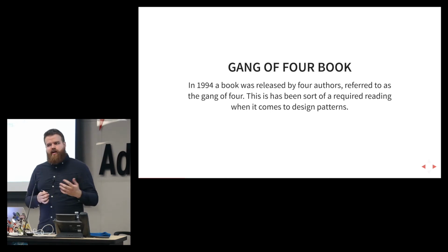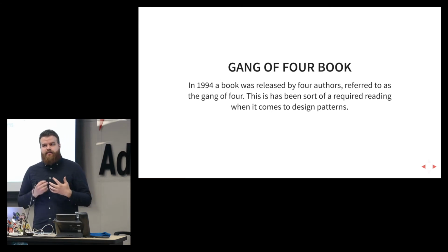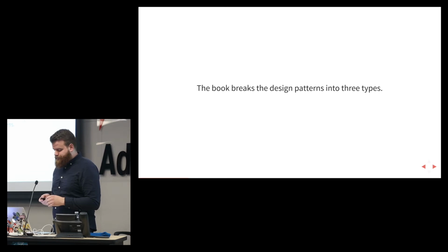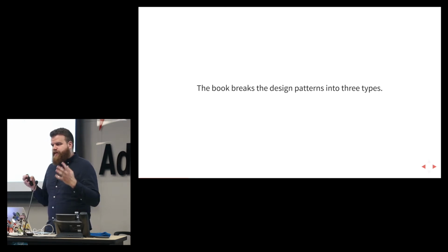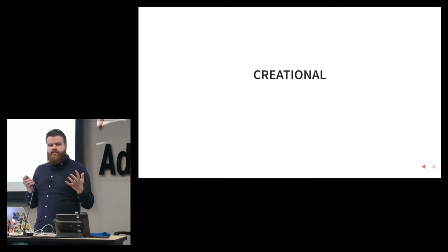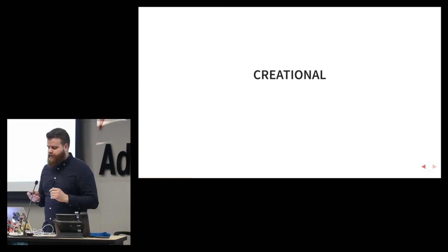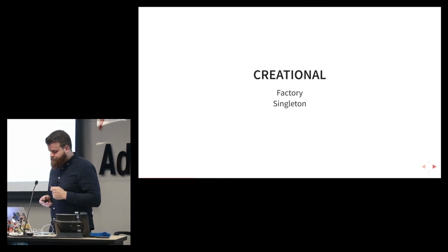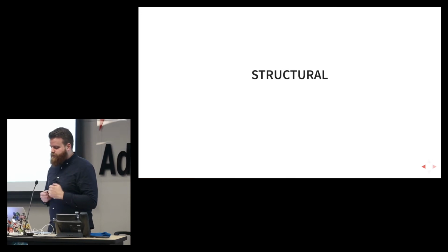Basically, a book written by 4 authors who wanted to outline all of these patterns into a printed copy, a printed version of something for us to look at. And they break these patterns up into 3 types. So there's a creational type of pattern. There's lots of them. But these are stuff like factory patterns, so like factory functions, stuff like that. Singleton pattern, for example. Structural patterns, so a facade pattern.